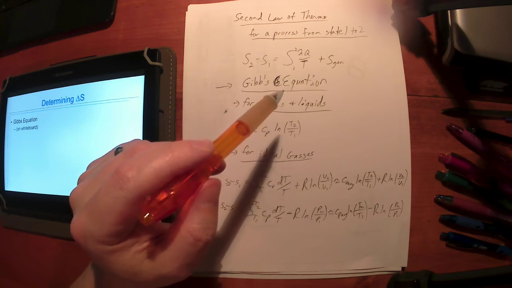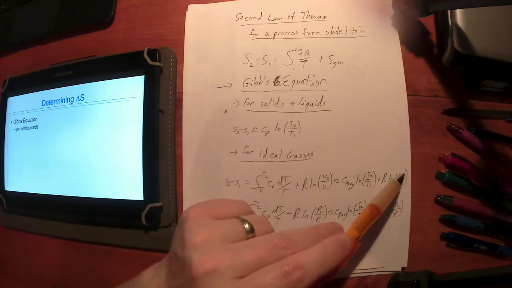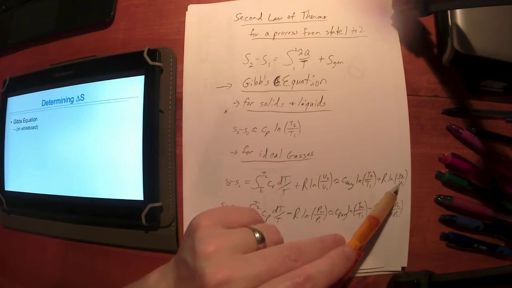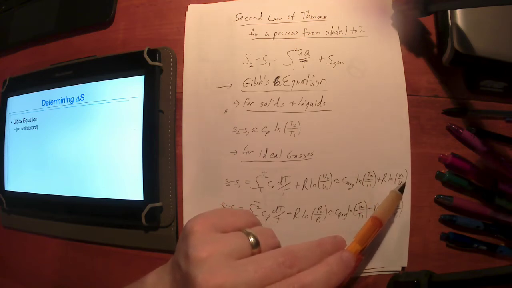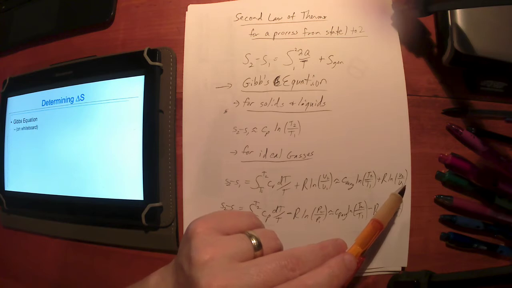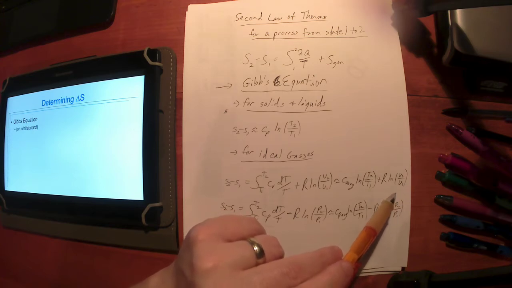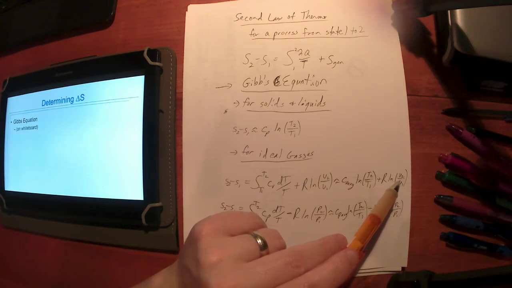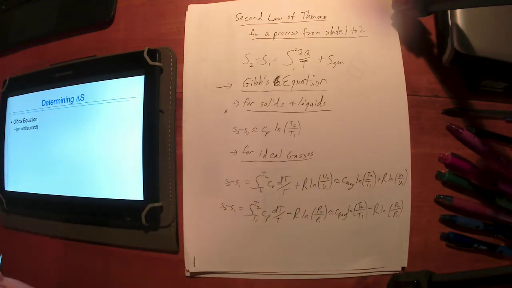If I've got a closed system that's constant volume, notice what happens if I take the natural log of 1. If you don't remember that, pause the video and on your calculator take the natural log of 1. So notice what happens if I've got a closed system that's rigid or constant volume. This guy does something really cool.